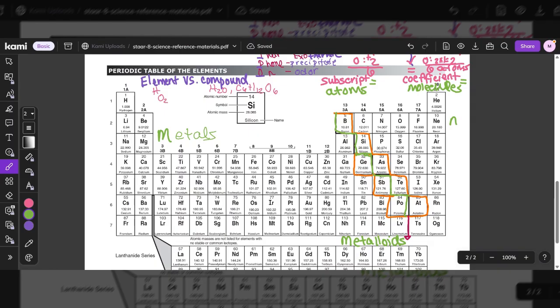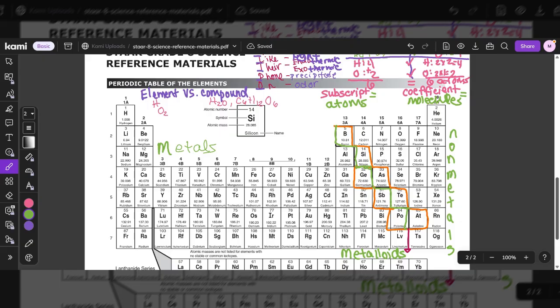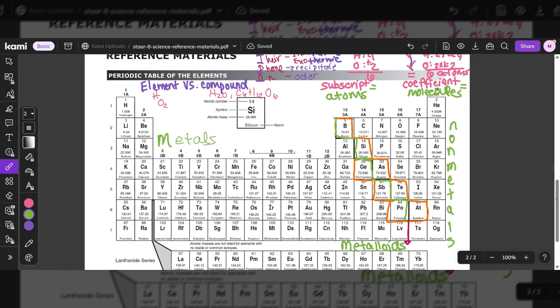1, 1, 2, 2, 2. That way you can remember which specific elements are actually metalloids. And last but not least, everything on the right-hand side is going to be your non-metals. So I'm going to put this right here. And that's it. Make sure you do this in the very beginning when you start on the STAAR test. And good luck.